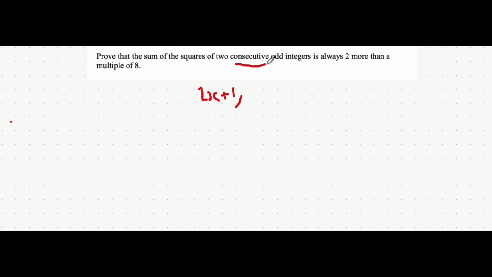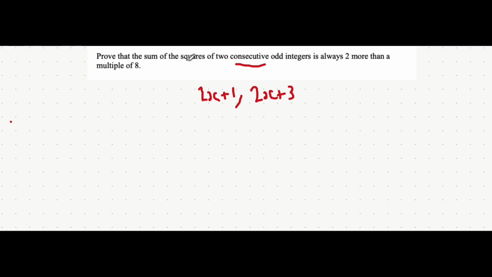Well, thinking about it, if we have the number 3, the next odd number after that is 5. The next odd number after that is 7. So you add 2 to get to the next consecutive odd integer. Meaning if we add 2 to this expression, we get 2x plus 3. And these are 2 consecutive odd integers.